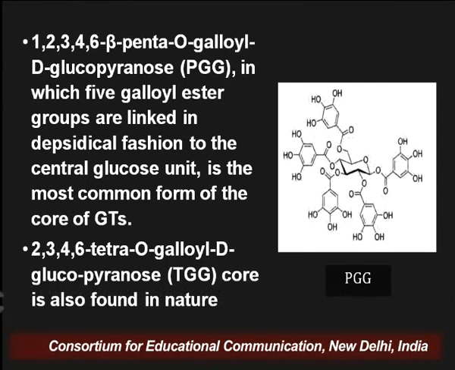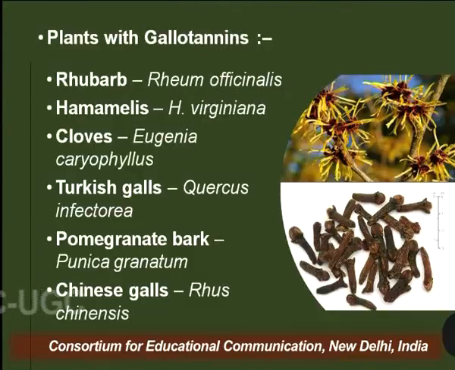Only then can that molecule be considered a tannin. This is another specific character of these hydrolyzable tannins. Now, these are a few examples where you can find gallotannins. One is rhubarb, Rheum officinale, and hamamelis.